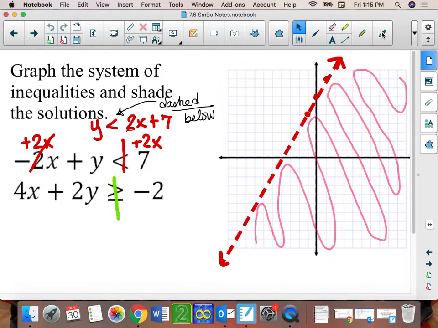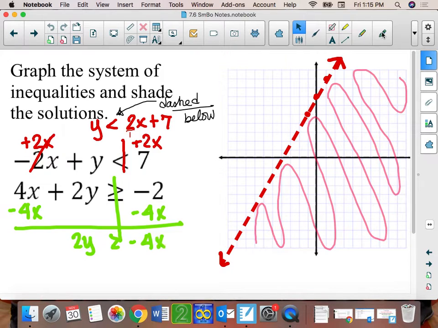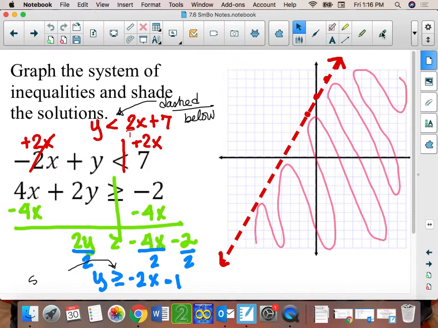So my second line, I need to get it in slope-intercept, so I'm going to subtract 4x on both sides. And so I have 2y is greater than or equal to negative 4x minus 2. And then I'm going to divide by 2 everywhere. Remember, if we would divide by a negative, we would want to flip our symbol. So this is y is greater than or equal to negative 2x minus 1. And so this one, if I look at this symbol, this time my line is going to be solid, and the greater than symbol means I want to shade above.